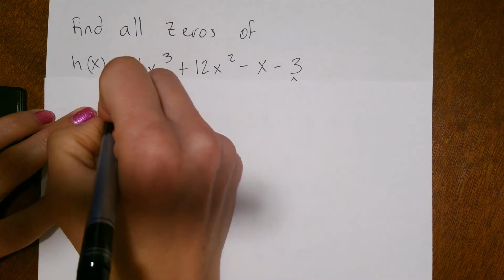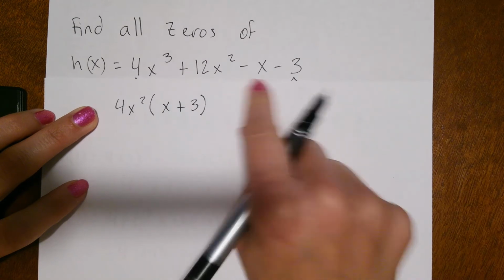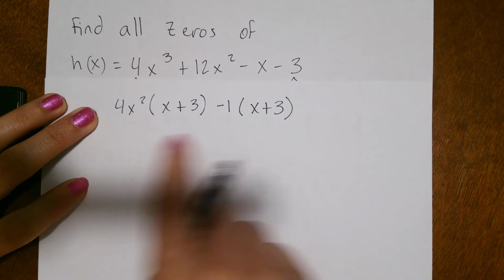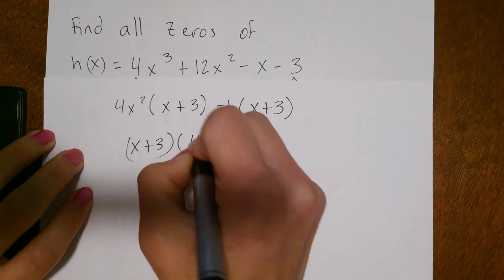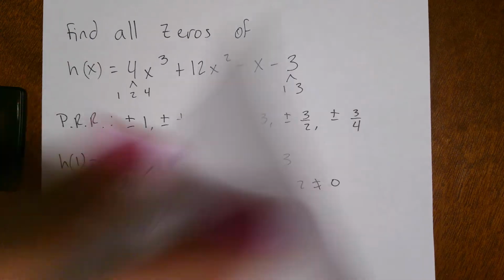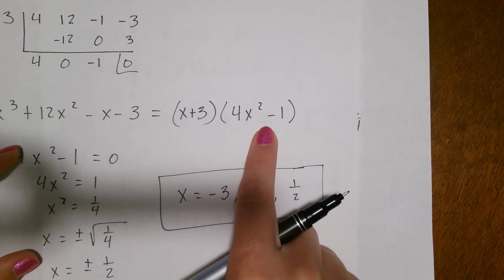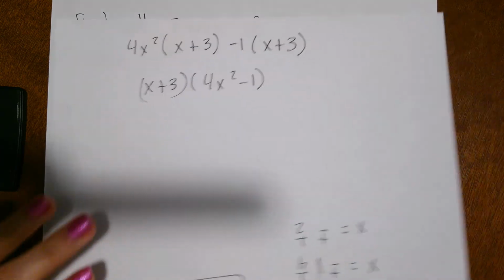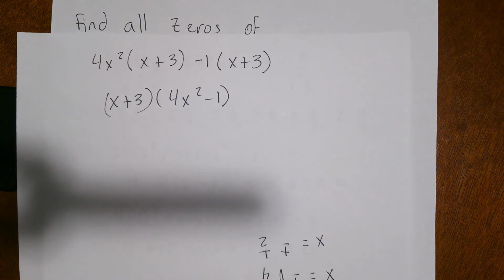The first 2 terms, a 4x squared can be pulled out, leaving me with x plus 3. If I factor out a -1, I get x plus 3. And again, by using grouping, I pull out their common term, which is x plus 3, and I'm left with 4x squared minus 1, which is where we arrived by doing all of the rational roots and synthetic division and all of that. Is this a correct way? Absolutely. But if you are, again, like I said, on the up and up of your factoring and you catch little things like this, it can absolutely save you time.